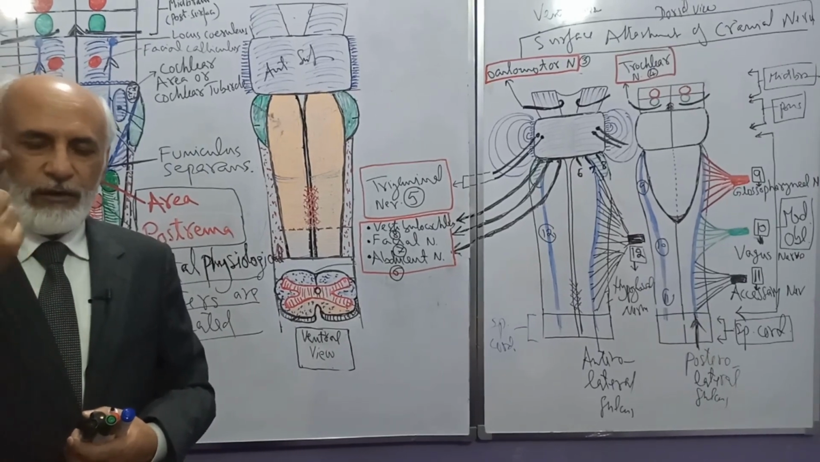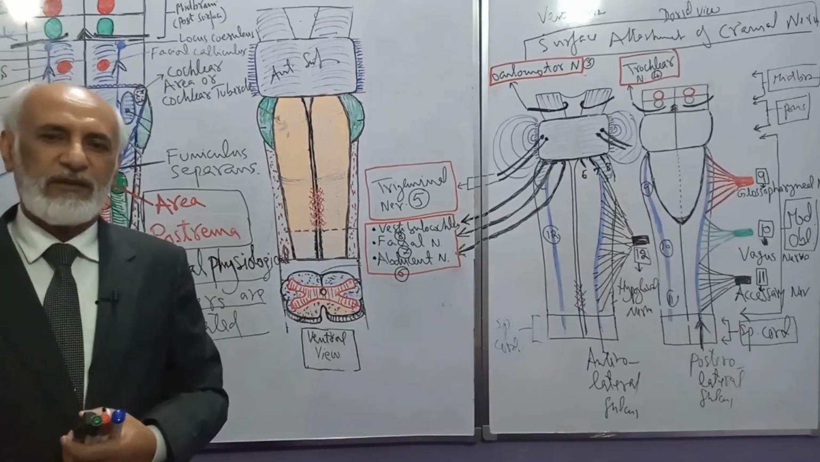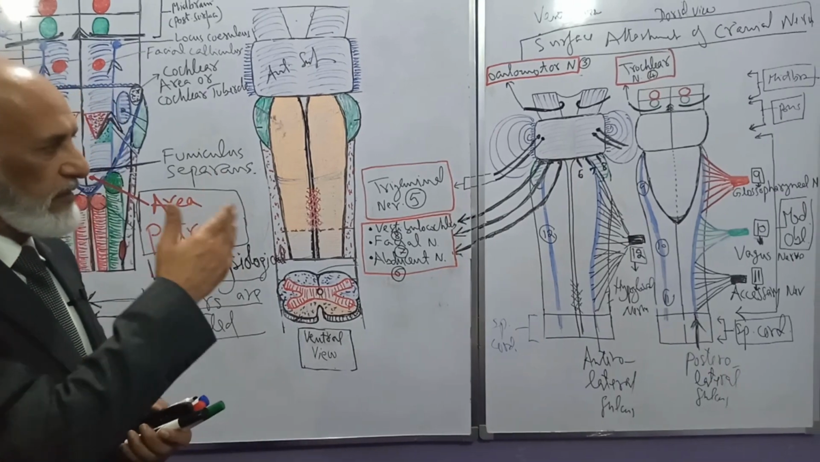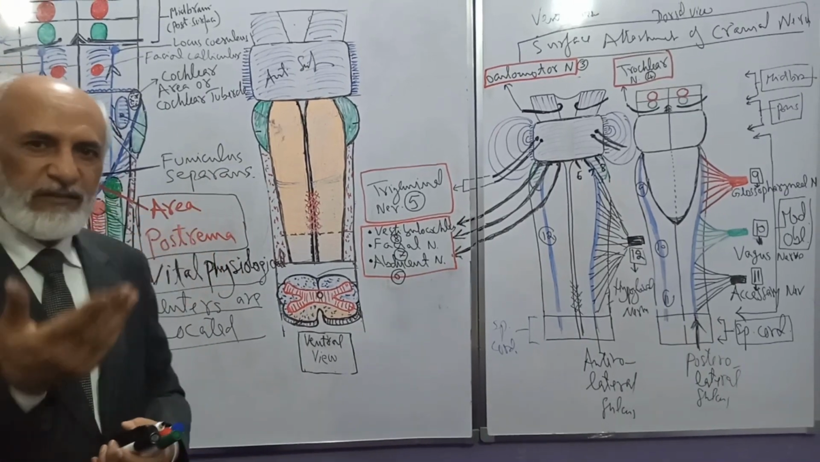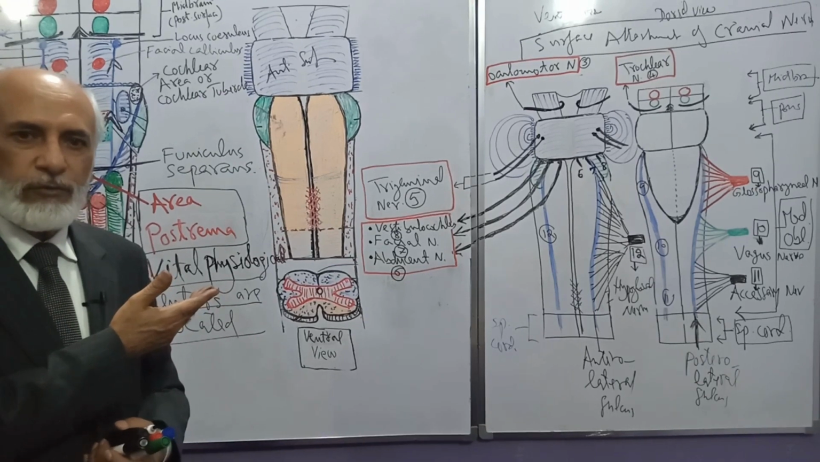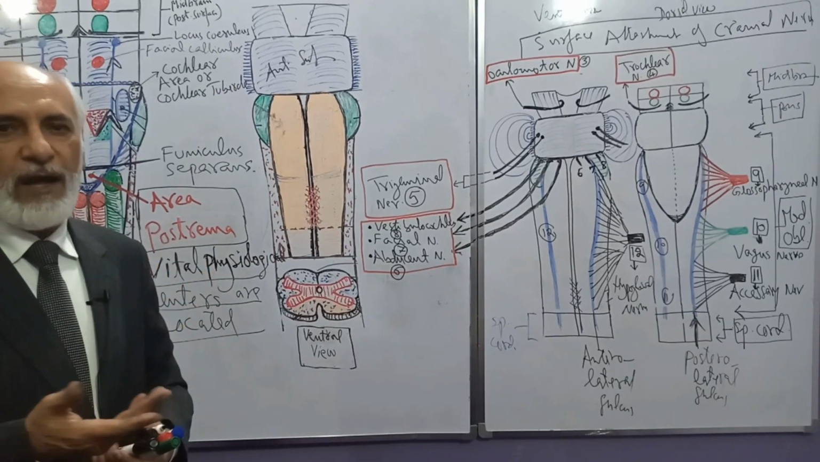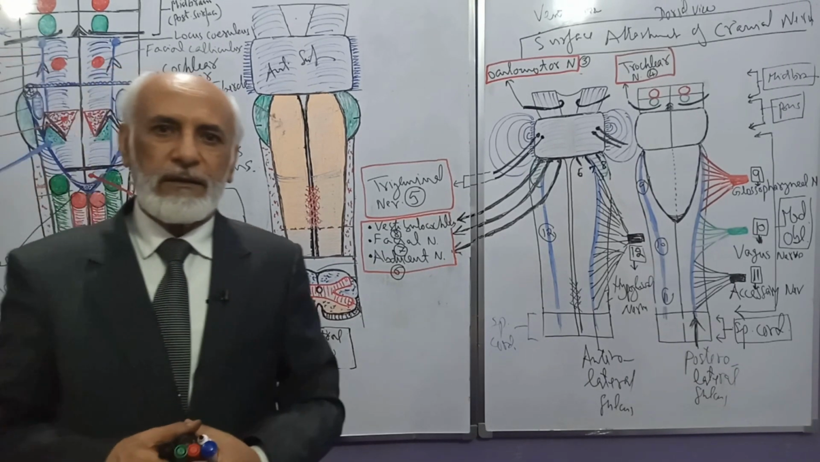And first, second, olfactory and optic, they are on the basal surface of the brain. So you can see that this is the importance of the brainstem, that it gives attachment to most of the cranial nerves on both sides.